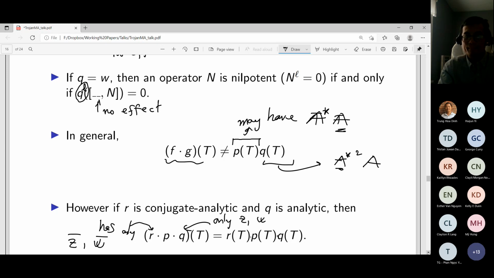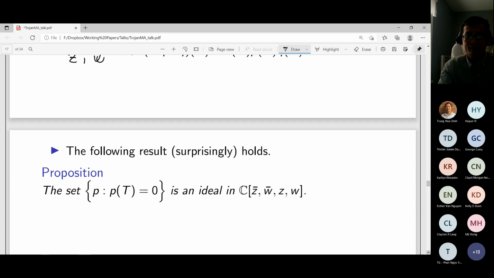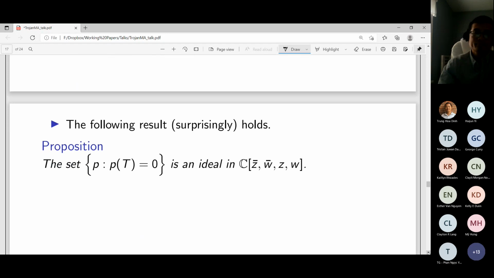Another simple to verify but important fact is this. If we look at all the polynomials for which the hereditary functional calculus applied to the pair T gives 0, the collection of all such polynomials is an ideal.